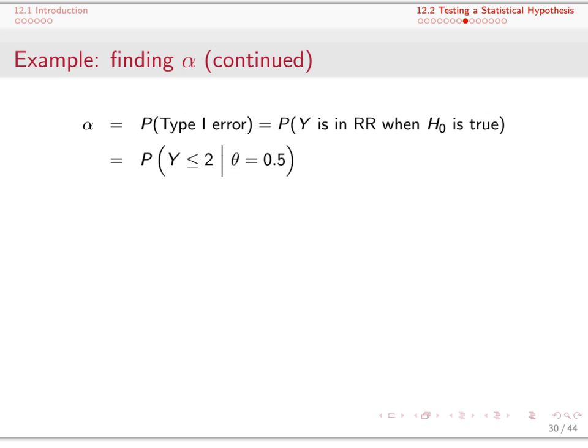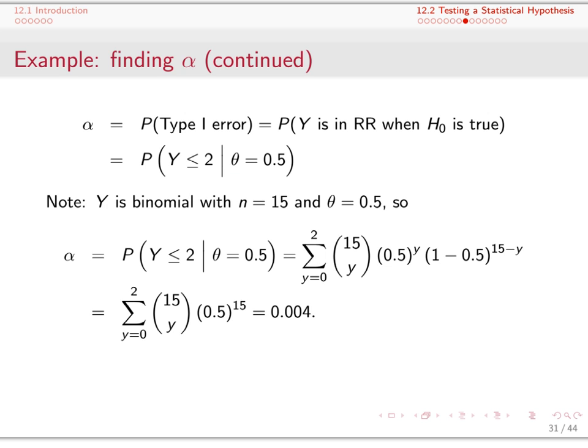by the null hypothesis. Now since y is binomial, we have the first parameter n is 15 and the second parameter theta is equal to 0.5. So alpha equal to the probability that y is less than or equal to 2 given theta equal to 0.5, then we can compute by using the binomial distribution. This becomes the sum as y goes from 0 to 2 of 15 choose y times the probability of success raised to the y power times the probability of failure raised to the 15 minus y power. We can do a little bit of algebra to rewrite this. If we do, it makes it easier to compute, and our probability ends up being 0.004.